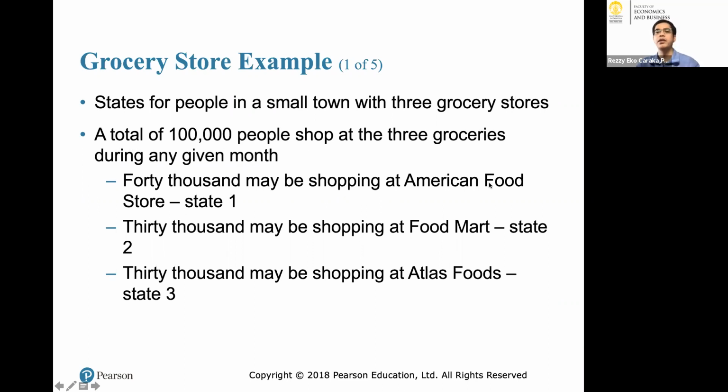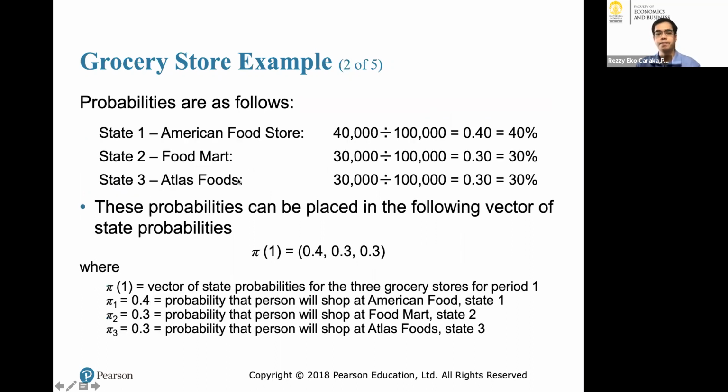40,000 may be shopping at American Food. So this is our condition 1. 30,000 may be shopping at Food Mart. So this is our condition 2. And our state 3, or our last condition, is that 30,000 may be shopping at Last Foods. So this is our information. So you can measure the probability difference of every step: how the probability goes from step 1 to step 2, step 2 to step 3, or step 3 to step 1. So we can analyze that information.